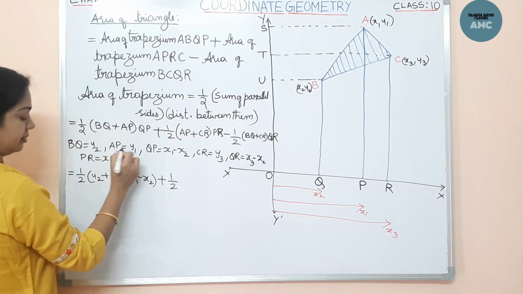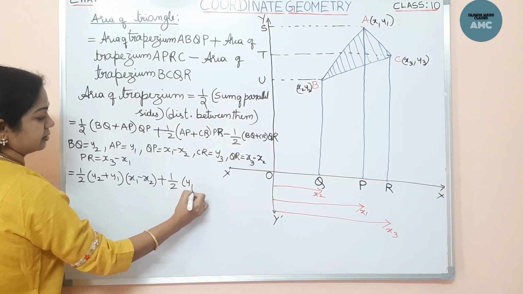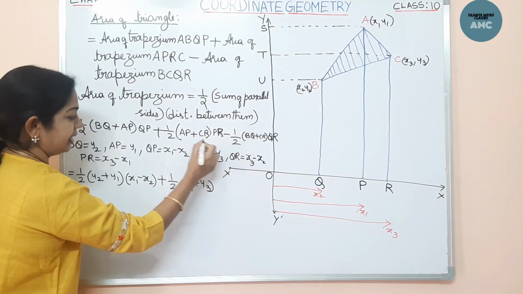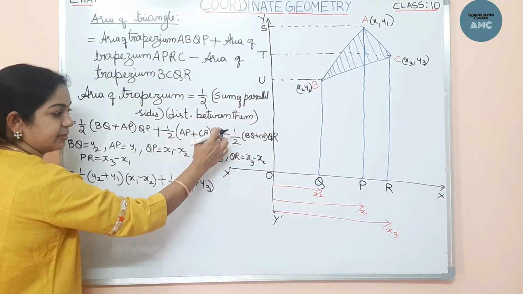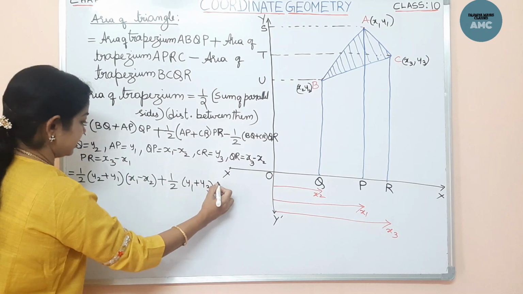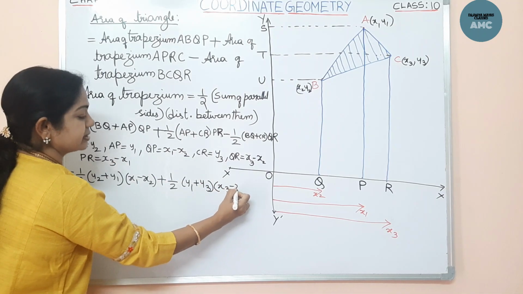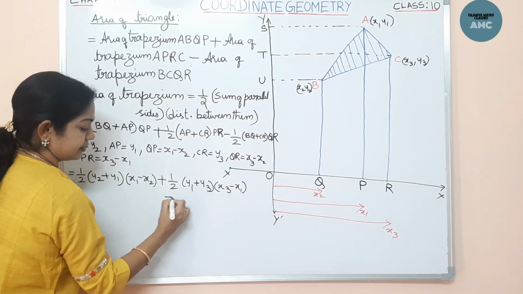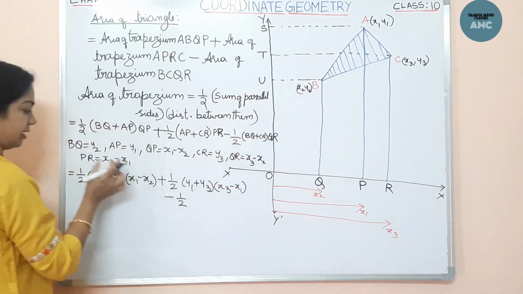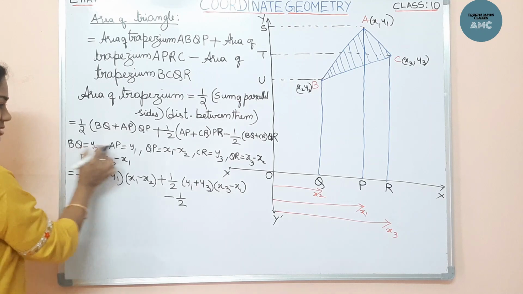AP, where is AP? Y1, CR is Y3, multiplied by PR. Here this is Q I have written, but change it, this is PR, right? PR multiplied by this, X3 minus X1, subtracted by half BQ CR. See here BQ and CR.